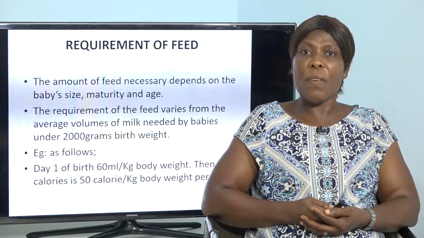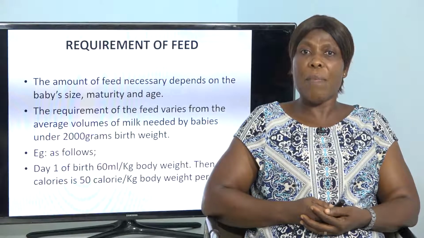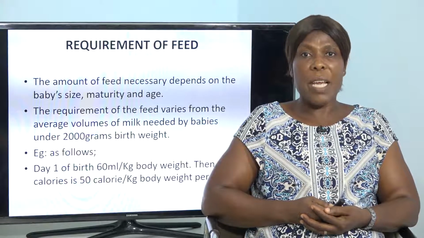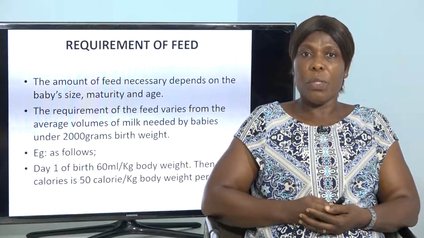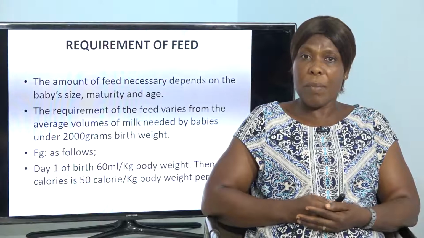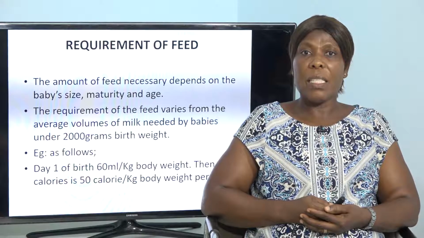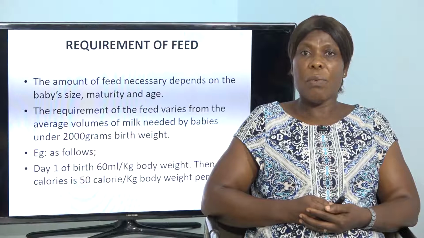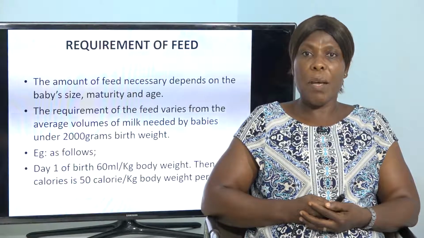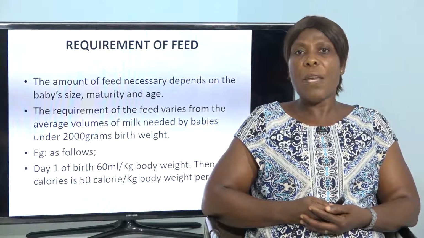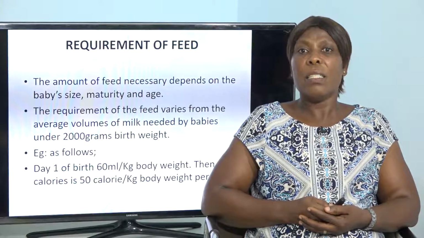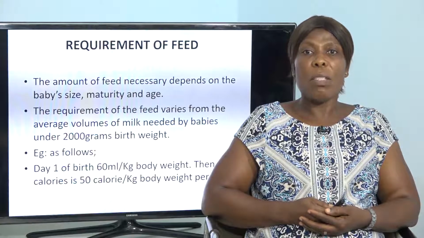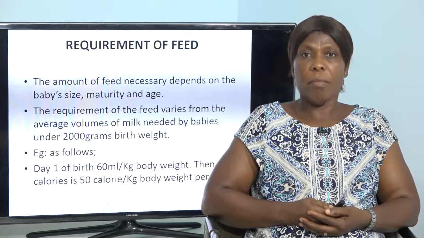The requirement of the feed varies from the average volume of milk needed by babies under 2 kg in weight. So I've given an example as follows. On day 1, when the baby comes out and the weight is determined, we feed 60 ml per kg body weight. So if the baby is weighing 2 kg, it means we are feeding 120 ml of milk per day.